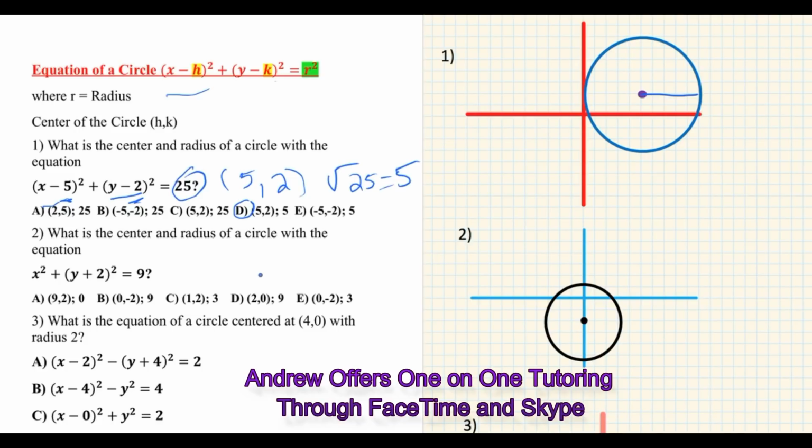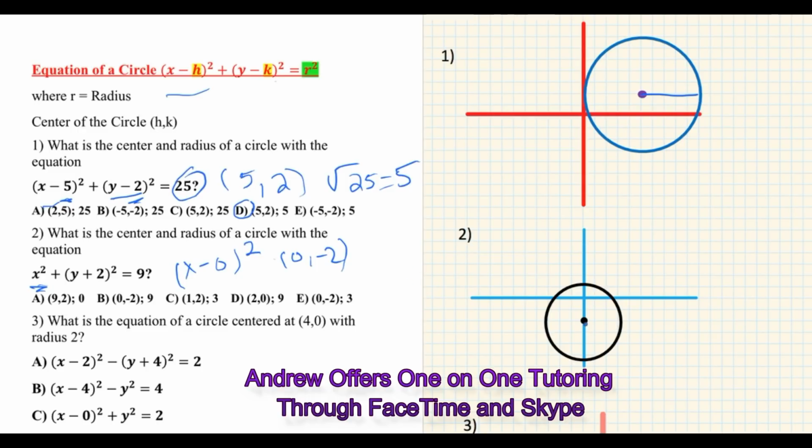Number 2, what is the center and radius of a circle with the equation x squared plus (y plus 2) squared equals 9? Notice this is just x squared. Instead of putting x minus 0 squared, when the coordinate is 0, you just do the x squared because the 0 would be insignificant here. So that point would be 0, negative 2. Remember, if it's plus, it's minus. So the center would be 0, negative 2.